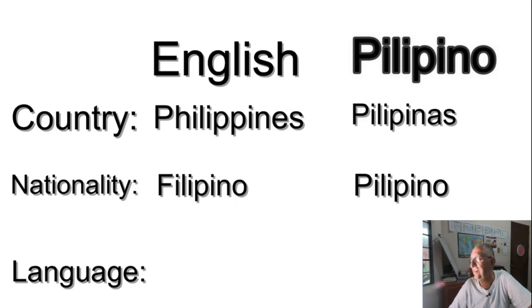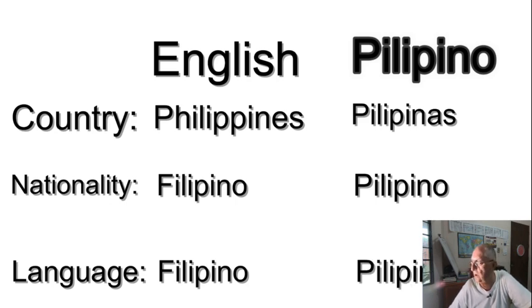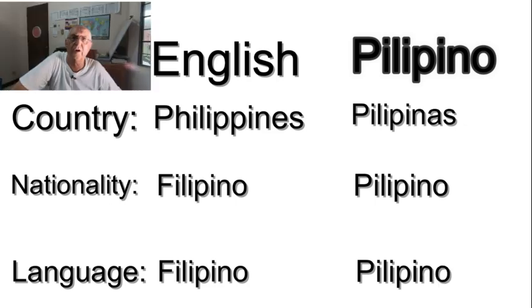Okay, moving along. The language of the Philippines is called Filipino in English. She speaks the Filipino language. But in the Filipino language, they call it Pilipino. That's the national language. I know it's the same word as the nationality, but in English, we say that a Chinese person speaks Chinese. So, ang Pilipino magsalita o nagsasalita ng Pilipino.